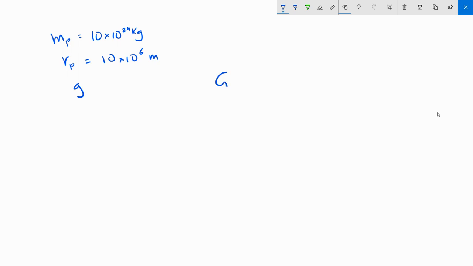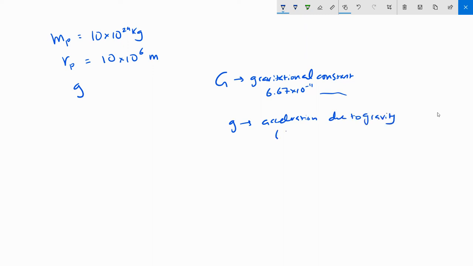Now remember, big G is your gravitational constant. That's that 6.67 times 10 to the negative 11th and some unit that I never remember. Little g is your acceleration due to gravity. So on Earth, that's 9.8 meters per second per second. This is how much acceleration is happening to make objects fall towards the center of that planet. So we're on Earth. When we drop things, everything falls towards the center of the Earth, and at this rate.